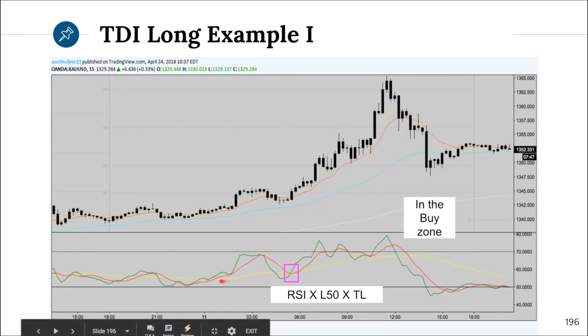Here you'll see we have the liquid 50 in the buy zone all day. RSI does not hit overbought. Even here, it does not hit overbought. The overbought is the black horizontal line.